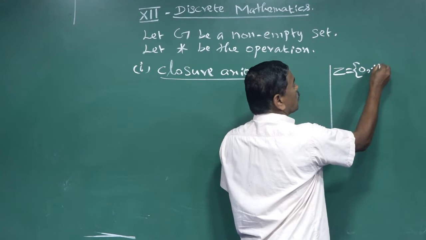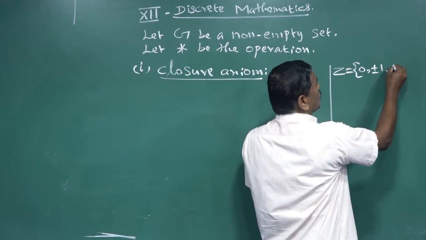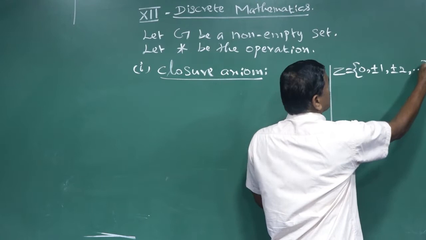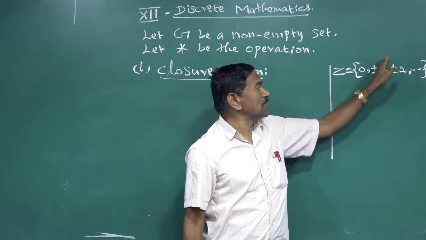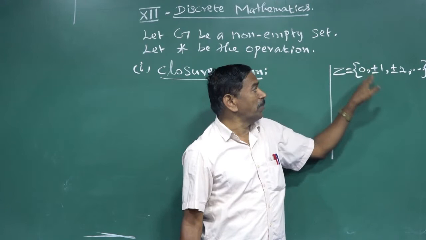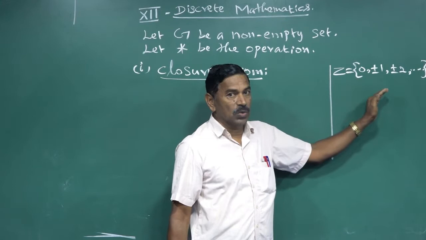plus 1, comma, minus 1, for example. Write like this: let Z be the set of integers, Z equal to 0, comma, plus or minus 1, comma, plus or minus 2, comma, etc. Otherwise one can write it like this also: Z equal to etc., minus 2, minus 1, 0, 1, 2, 3, etc. That is nothing but the number line.